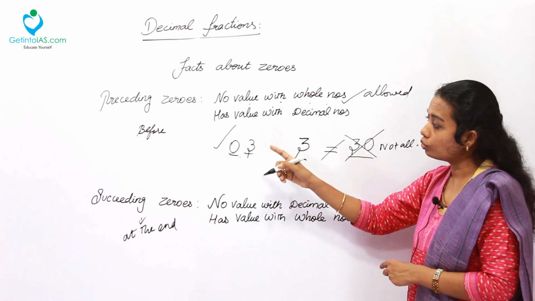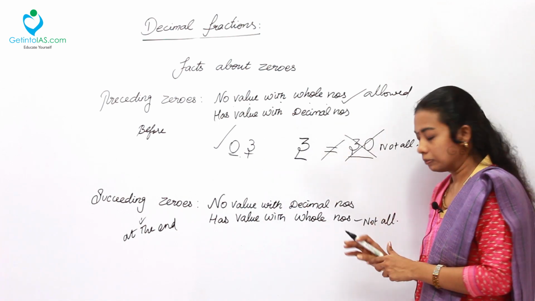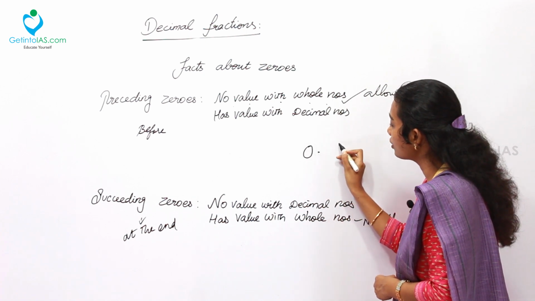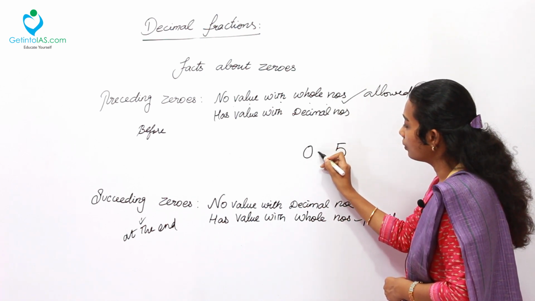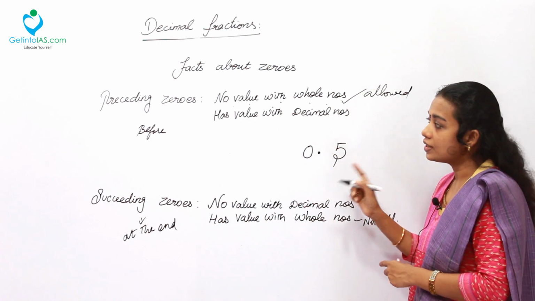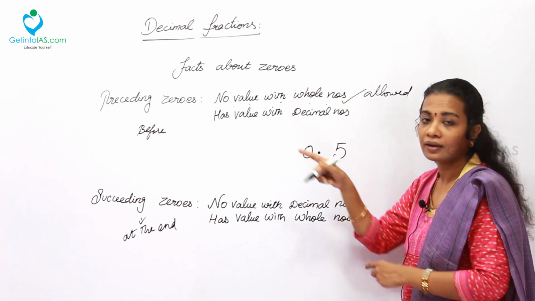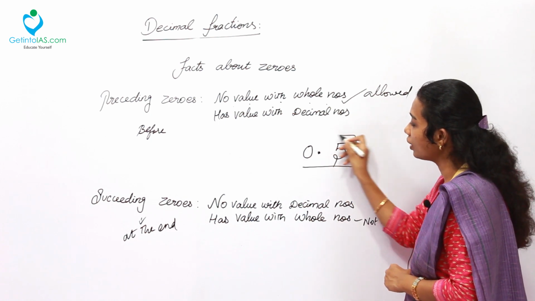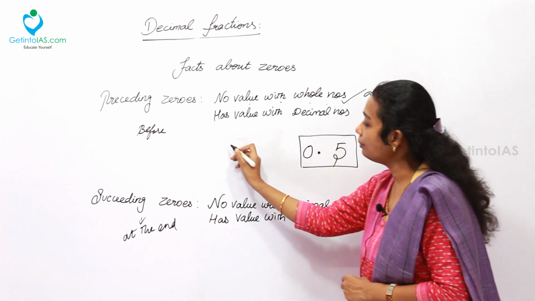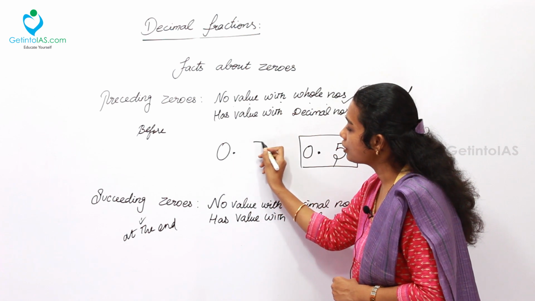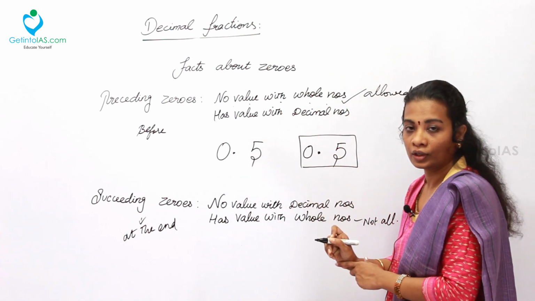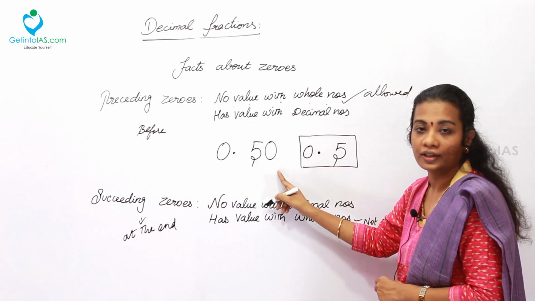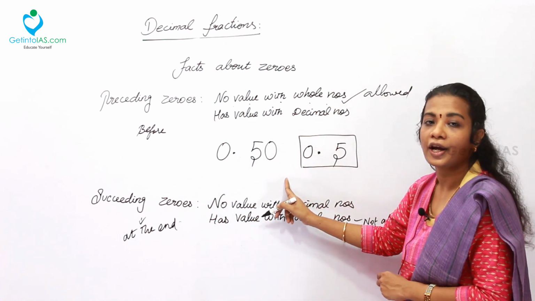Then let's move on to the decimal numbers. Let me take a decimal number, 0.5. One decimal number I have taken. Let's apply the rule, facts about zeros, preceding and succeeding zeros over here. First I write the given number, so I am taking 0.5 over here. Now I want to include succeeding zeros after that.